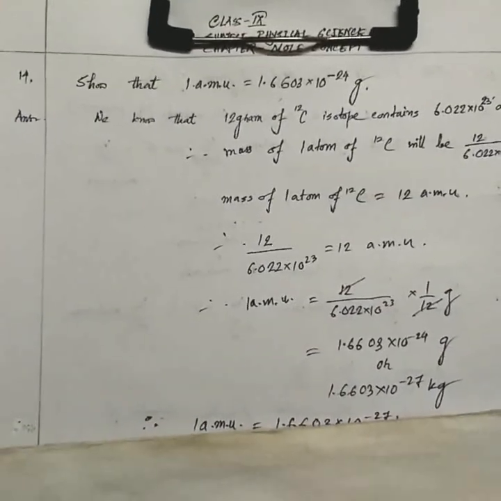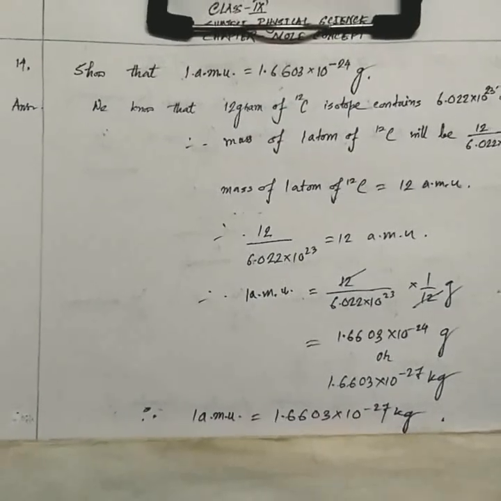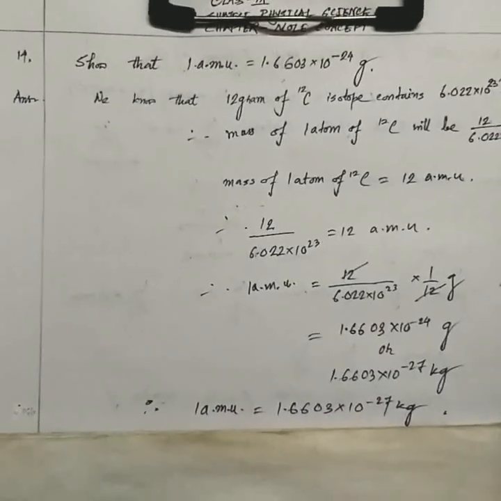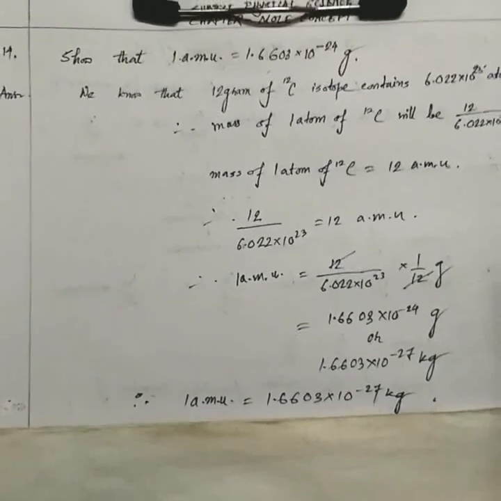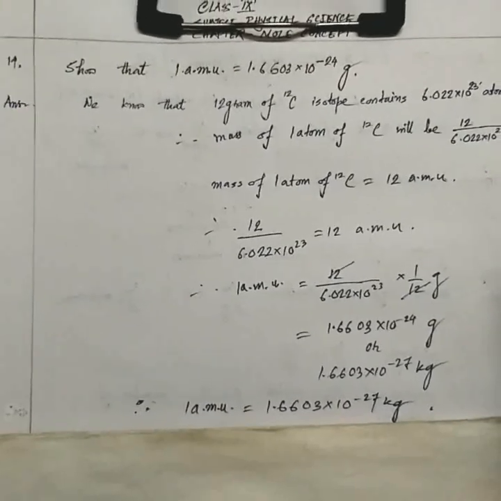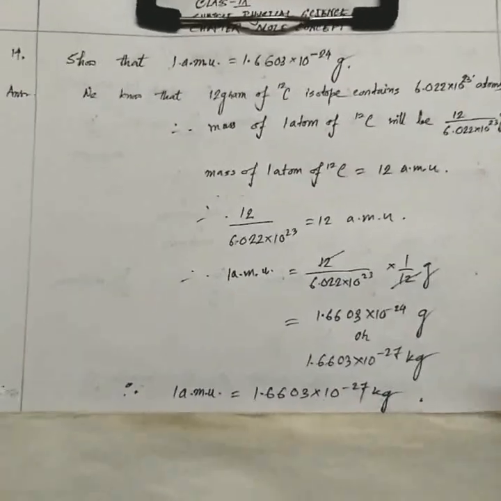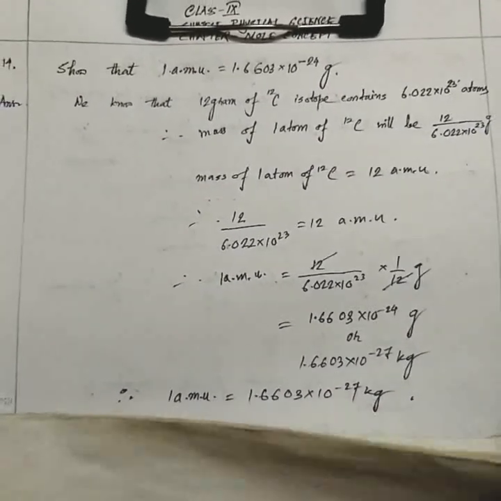Good morning, students. So, we are doing the chapter Mole Concept of Physical Science. We are doing question number 14 today, which says you have to show one atomic mass unit is equal to 1.6603 into 10 to the power minus 24 grams. But before we start doing this sum, we should recapitulate the idea of one atomic mass unit.